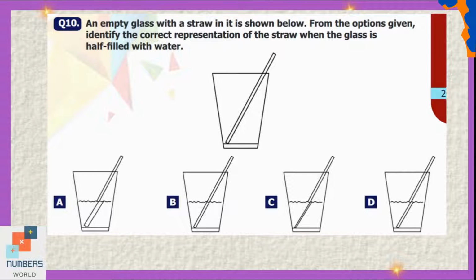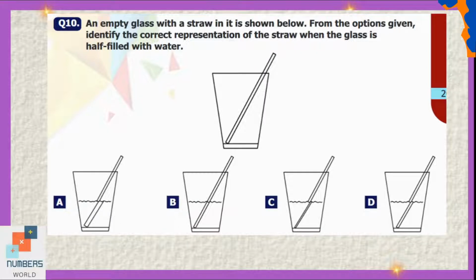Question number 10. An empty glass with a straw in it is shown below. From the options given, identify the correct representation of the straw when the glass is half filled with water. So when the light enters from a thinner material such as air into a thicker material like water, it bends toward the normal due to the refraction of light. So the straw submerged into water seems a bit broken and a bit thicker.